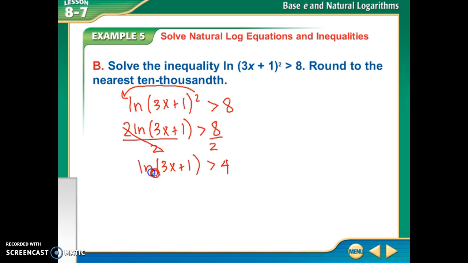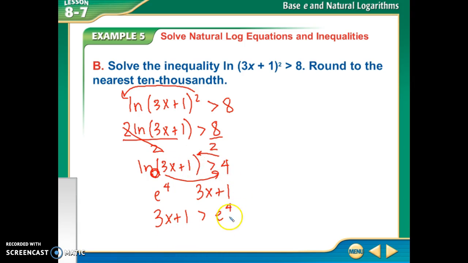So I start with my base, go around the world, come back. So e to the fourth is on one side, and 3x plus 1 is on the other. But I'm not going to keep it greater than yet, because my exponent has to be on the other side of my greater than. So I'm just going to switch these, say 3x plus 1 is greater than e to the 4th. Your exponential always has to be on the other side. Whatever's in your log or natural log, it's got to be greater than whatever's on the other side.